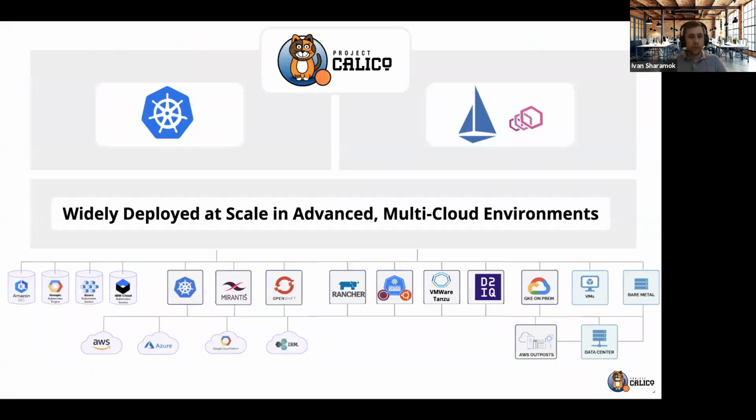Here's an example of the span that Calico reaches, where on the left-hand side, you can see the public cloud providers and their managed Kubernetes offerings. It's also used in packaged solutions like Docker Enterprise, developed by Mirantis, OpenShift, Rancher, Canonical, VMware Tanzu, D2iQ, and all the way to the right, VMs and bare metals. Basically, on-prem, you can also install Calico.